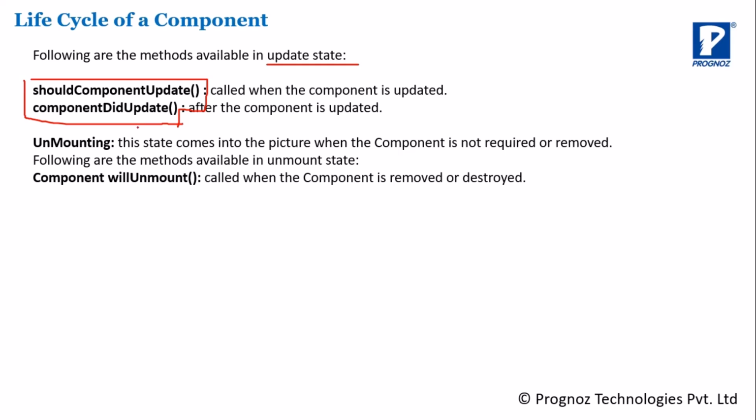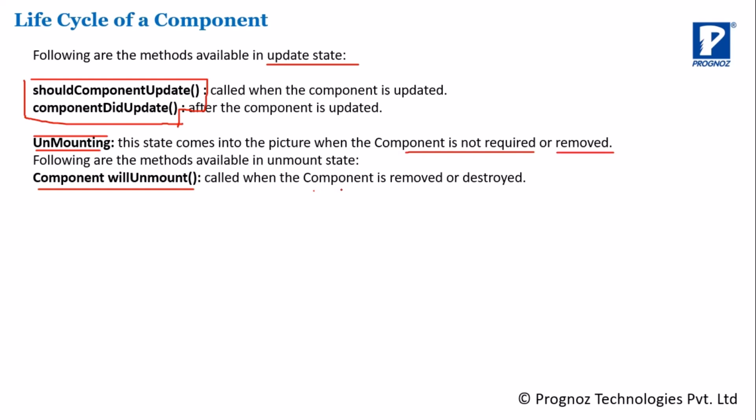And what is the last stage? That is unmounting. This stage comes into the picture when the component is not required in your application, or you are just going to remove it. That means we need to call the unmounting stage. And if you are going to use the unmounting stage, what is the method we need to call? componentWillUnmount. We are going to call the componentWillUnmount method.